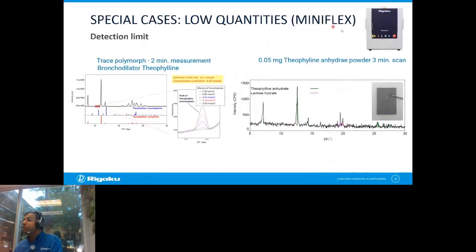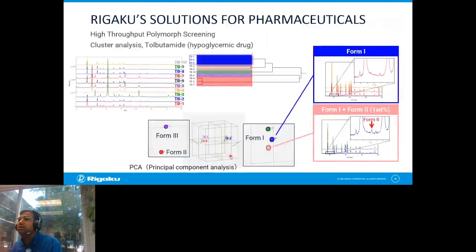The special case of low quantities, in case of MiniFlex, I want to show 0.05 milligram theophylline in our low background or zero background, whichever way. This is a silicon 510 cut sample holder, and you can find theophylline anhydrate even at this low amount. So basically, if you can see a sample, you can collect data on it. And a 2-minute measurement scan on bronchodilator theophylline is also shown here for a very low mass percent, 0.1% is shown here.